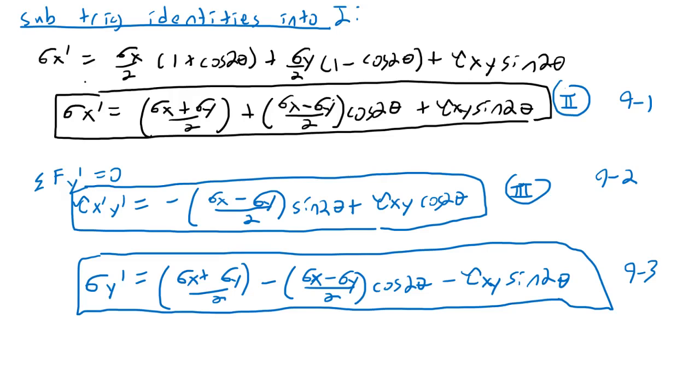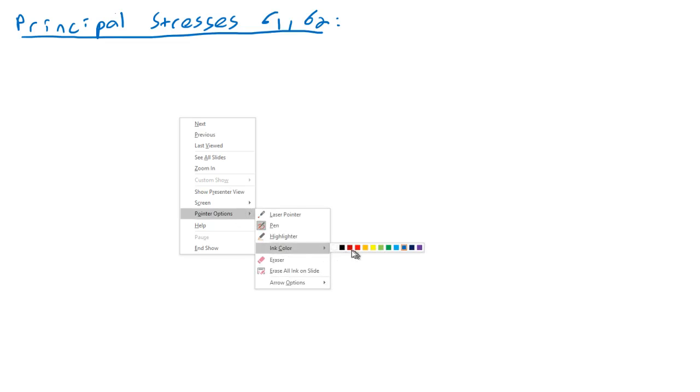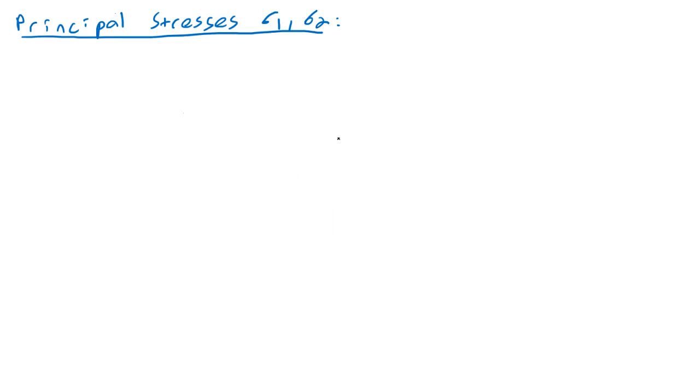So next, I want to find what we call the principal stresses. So let us find the principal stresses, which we refer to as sigma 1 and sigma 2. So we have found that we now know how to find the shear and normal stresses at any plane of rotation.